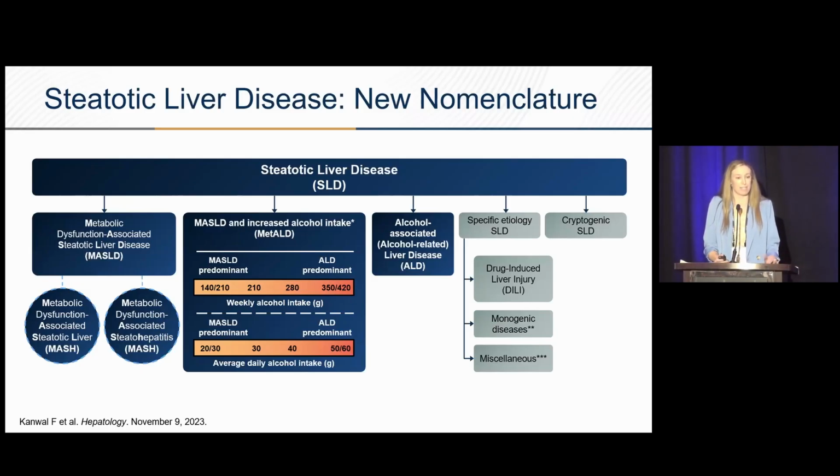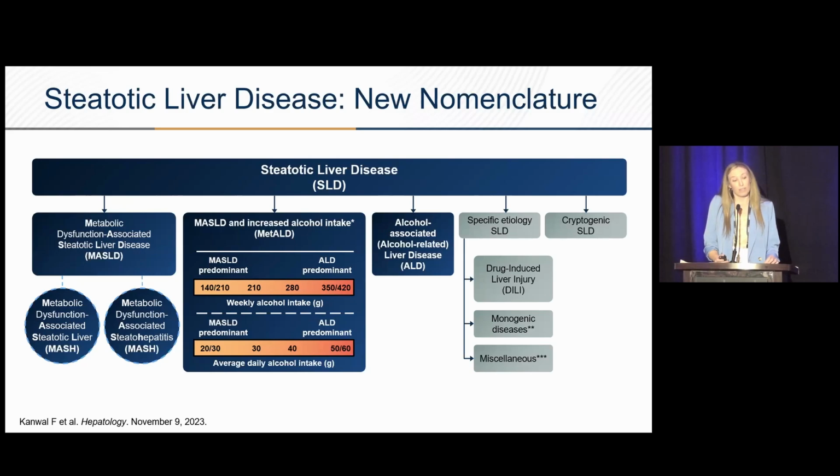We'll talk about MASLD in a second. We have alcohol-associated liver disease, or ALD. We have specific etiology SLD, which will be drug-induced liver injury, or DILI, monogenetic diseases, which can be LAL-D or Wilson's disease, and miscellaneous, which could be malnutrition, celiac disease, hepatitis C. On the very right, we have cryptogenic steatotic liver disease, which is basically hepatic steatosis without any other cause.